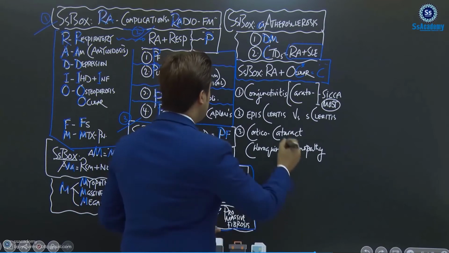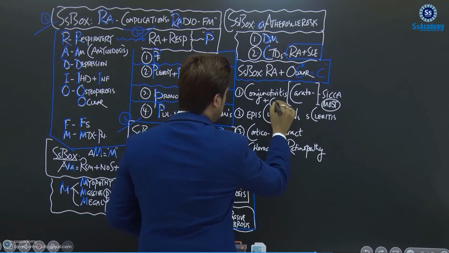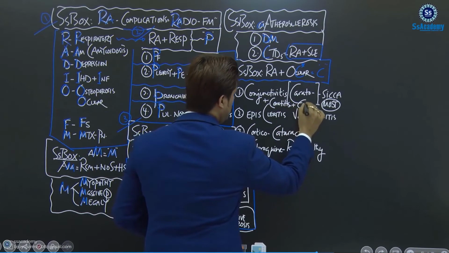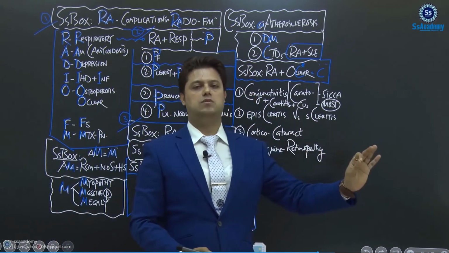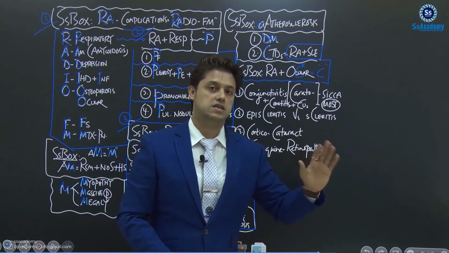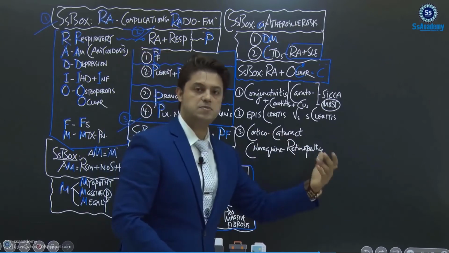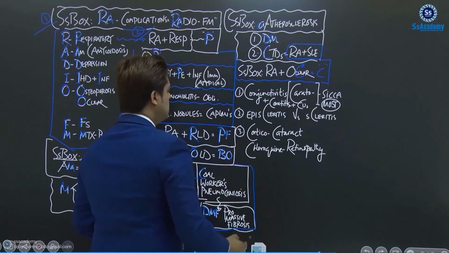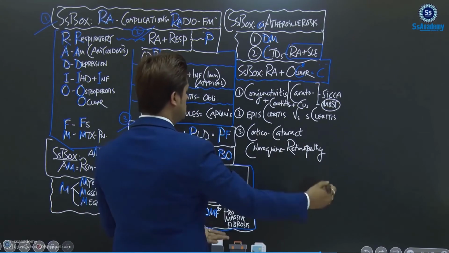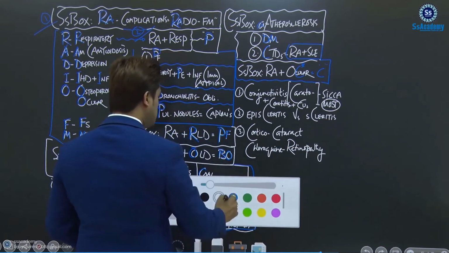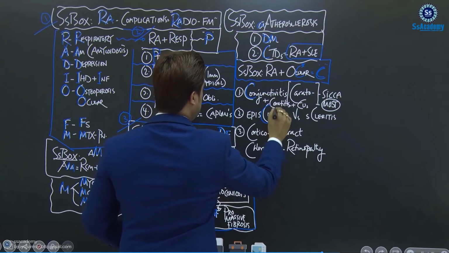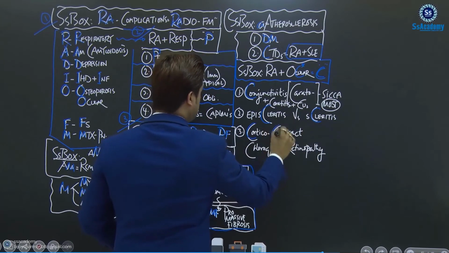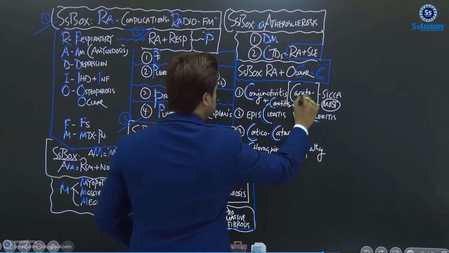Along with keratoconjunctivitis sicca, I'm writing keratitis, C for keratitis, and that leads to corneal ulcers. So number 1, keratoconjunctivitis sicca is the most common, and keratitis, corneal ulcers. Keratitis means the cornea is involved. Second is episcleritis versus scleritis, then corticosteroid cataract, and also chloroquine retinopathy. So I am adding here the rule of C: keratoconjunctivitis sicca, episcleritis, scleritis, corticosteroid cataract, chloroquine retinopathy, keratitis, and corneal ulcers.